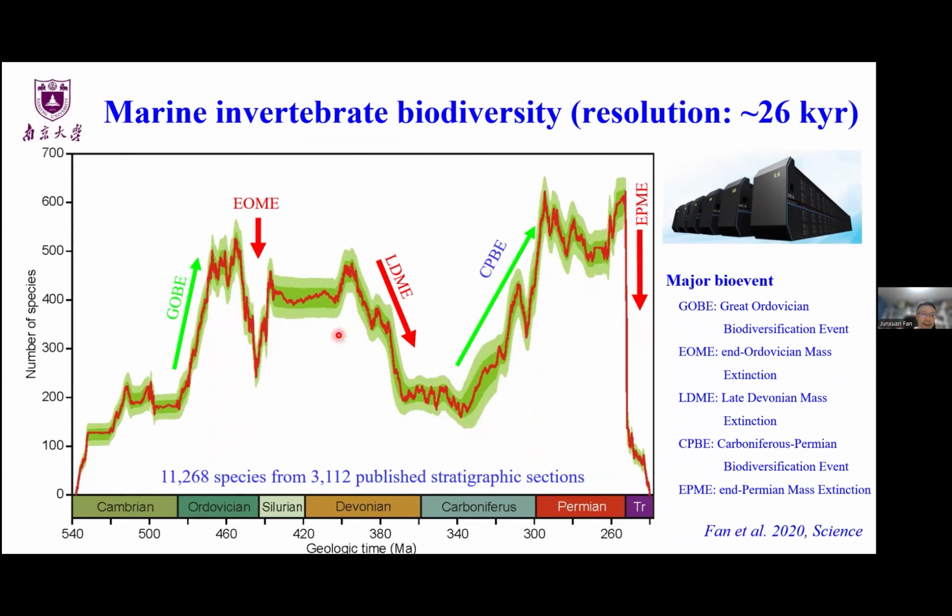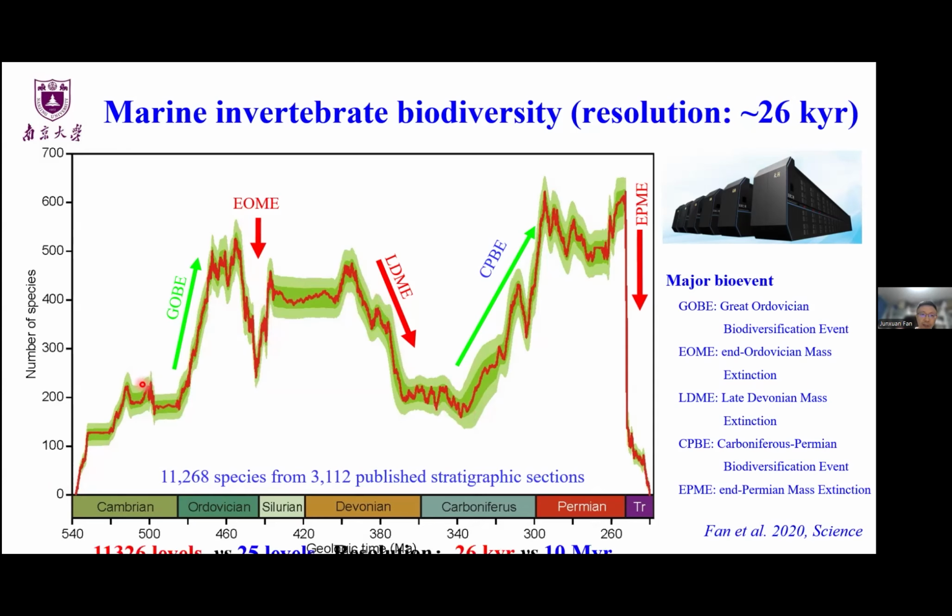You can see that it studied the data set about 11,000 species from 3,000 published stratigraphic sections. So all the sections have been published, which means they already passed the peer review procedure for the target journal. And here is a biodiversity curve based on the high resolution time scale we created using the CONOP program.